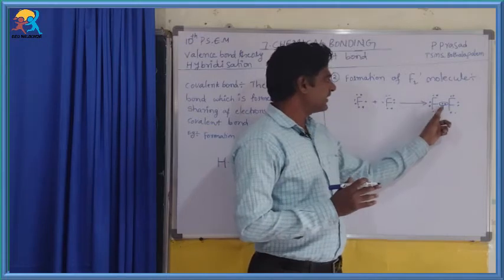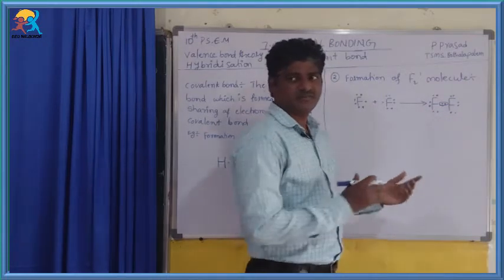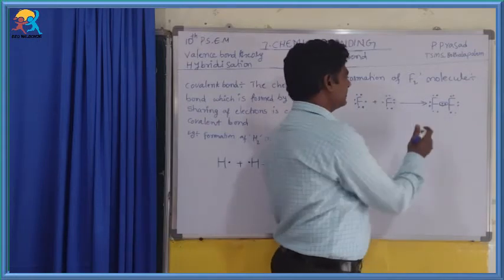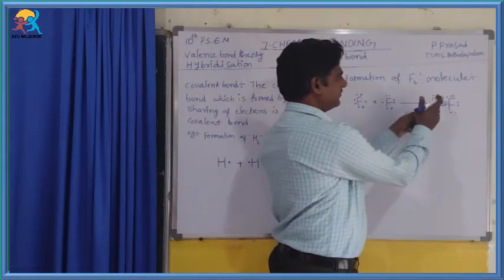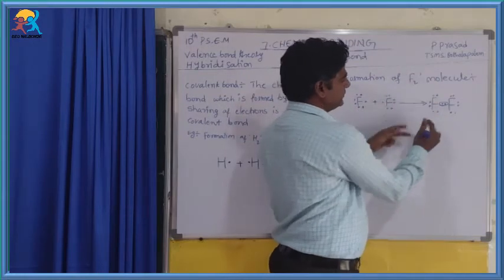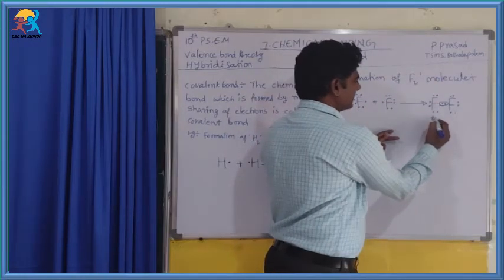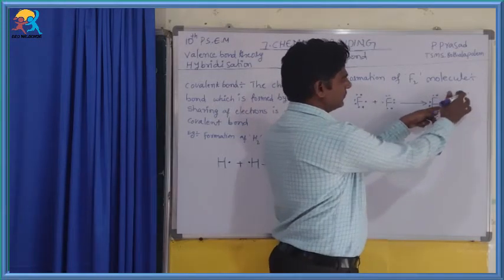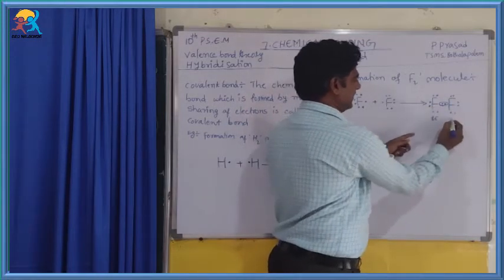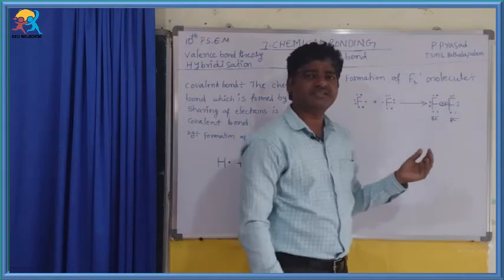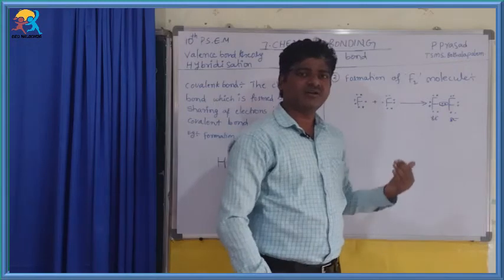Now if we count the electrons in the valence shell of each fluorine atom, first I take this fluorine atom: 2, 4, 6 plus 2. Total how many electrons are there? 8 electrons. For this fluorine atom also 2, 4, 6 plus 2, 8 electrons. That means by sharing, each fluorine atom gets 8 electrons in the outermost shell.